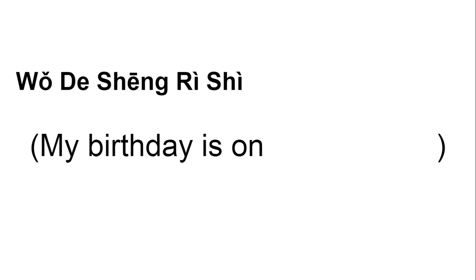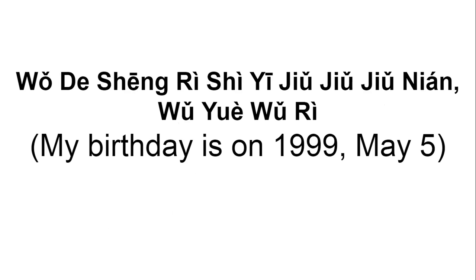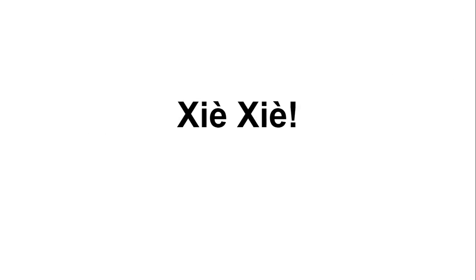Then next, we just plug in the date. So the full sentence now becomes 我的生日是1999年5月5日. Let's repeat that. 我的生日是1999年5月5日. Great.